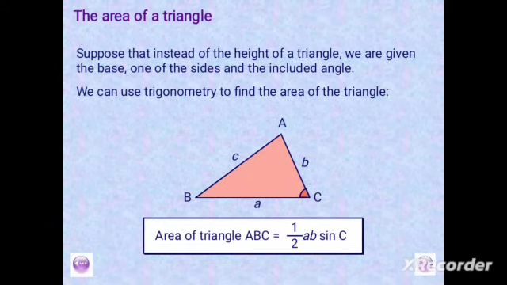but we can use a half AB sine of theta. We can use a half AB sine of theta because the two sides are given, that is A and B, and the included angle is at point C. So area of triangle ABC can be given by a half AB sine of C. That can work for this triangle.